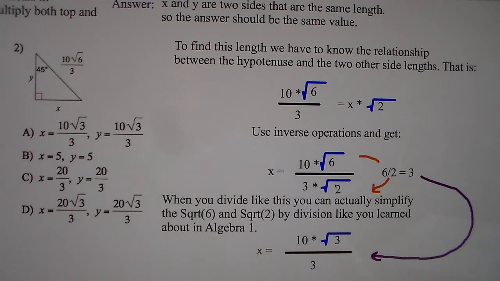Now, the square root of 6 divided by square root of 2, like you practiced in Algebra 1: the numbers on the inside, we just divide them. 6 divided by 2 gets you 3, so that's why we have a square root of 3. And 10 divided by 3 doesn't come out to a nice pretty integer, so we're going to leave it as a fraction. So our answer is going to be 10 times radical 3 over 3.